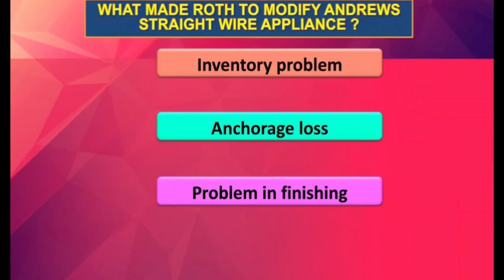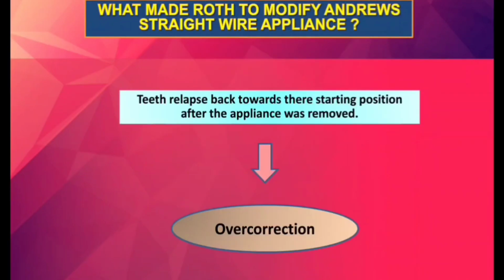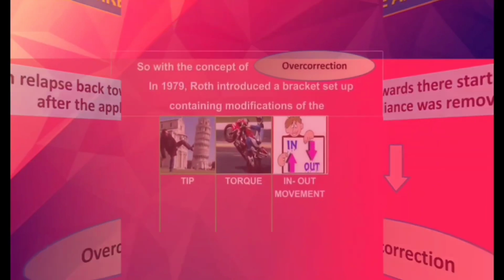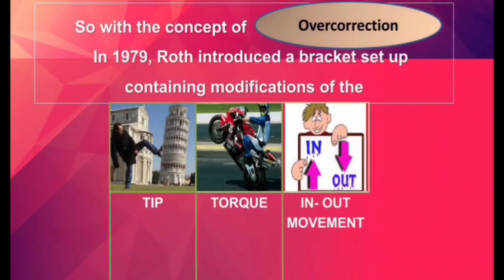And third one is problem in finishing. To achieve desired tooth positions with the standard straightwire appliance, it was necessary to finish the treatment by placing compensating and reverse curve in the upper and lower archwire. So, teeth relapse back towards their starting position once the appliance was removed. So, he introduced overcorrection. With the concept of overcorrection, in 1979, Roth introduced a bracket setup containing modifications of tip, torque and in and out moments with a single appliance system.